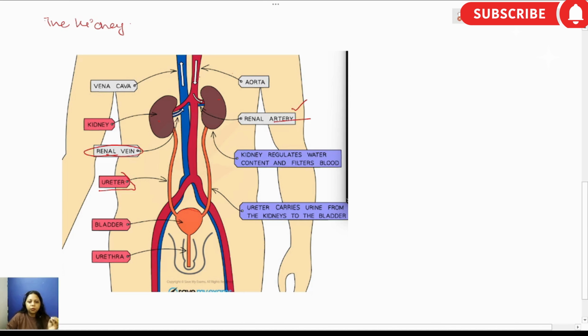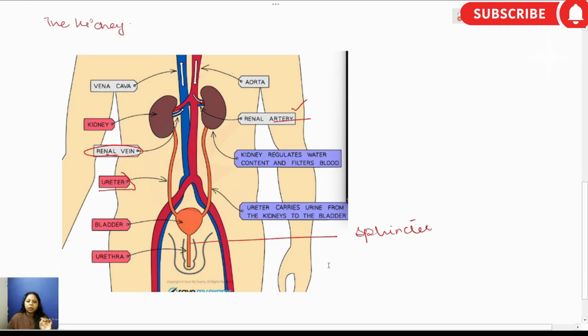This urethra also has sphincter muscles. We have learned about these muscles in the digestive system as well, where they control the movement. Here also we have sphincter muscles which control the movement, whether urine is released or not. The sphincters are trained in a way; we basically train our sphincters.